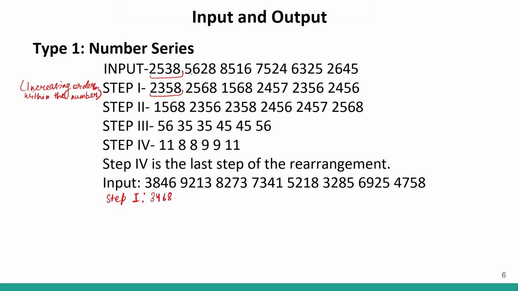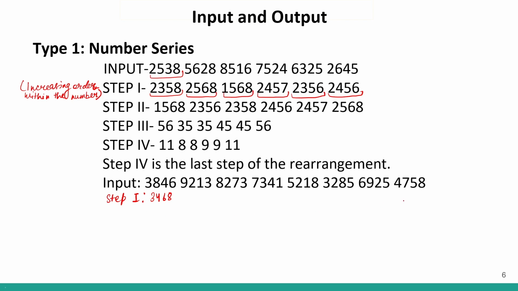Let us check for all the numbers. We have 5628, which has become 2568. 8516 has become 1568. 7524 has become 2457. 6325 has become 2356. And 2645 has become 2456. So they have been arranged in increasing order within the number.